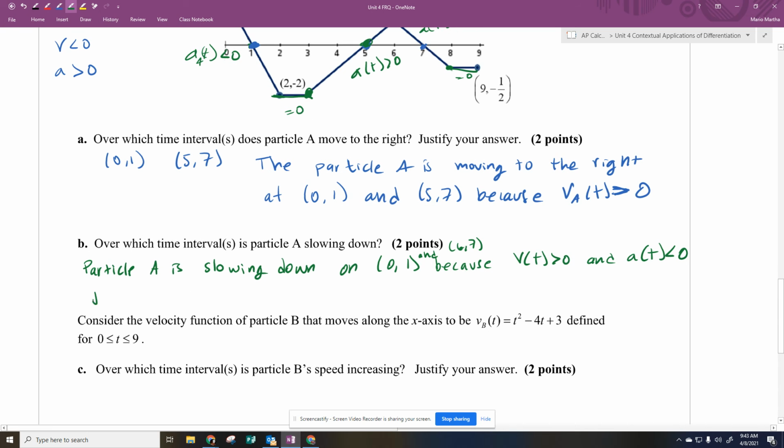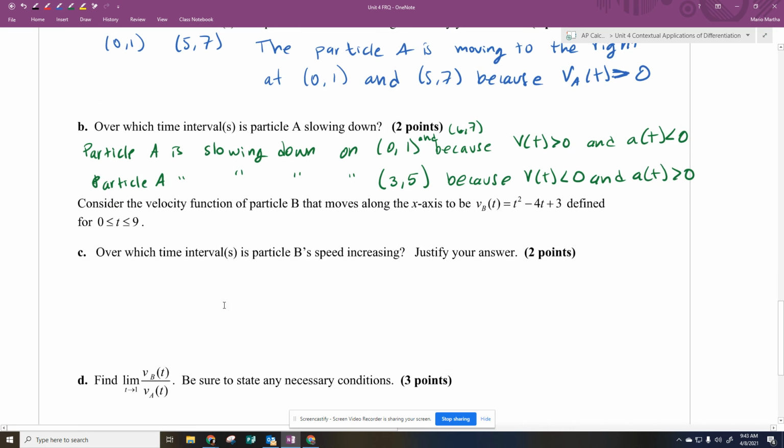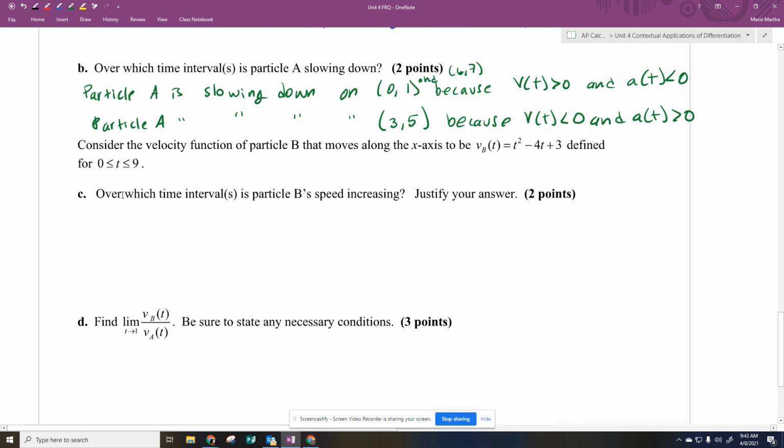So particle A is slowing down, right? Same thing, on 3 to 5 because v of t is less than 0 and a of t is greater than 0. And then lastly, the next part says over which time will this particle's speed be increasing, right? And they're giving us a different function right here.